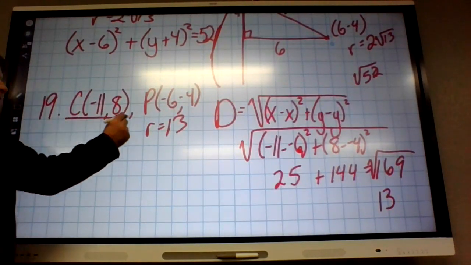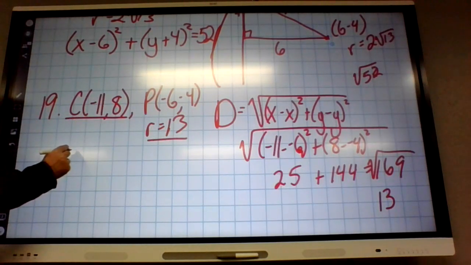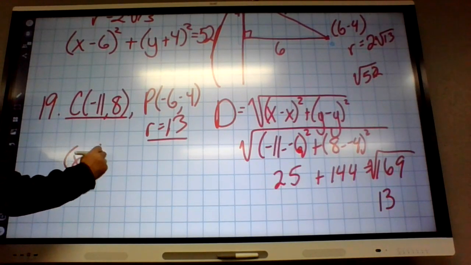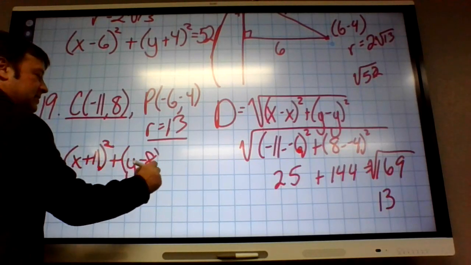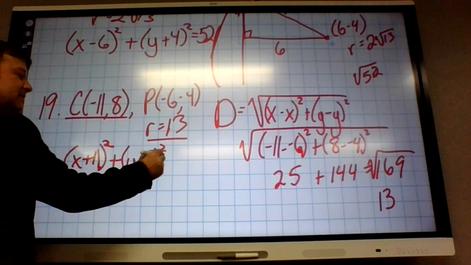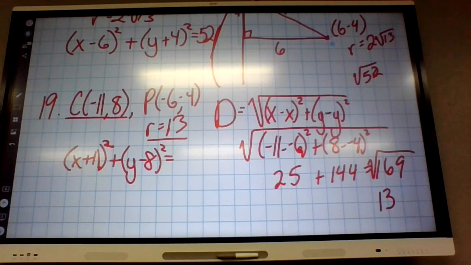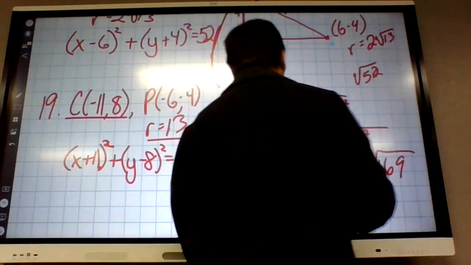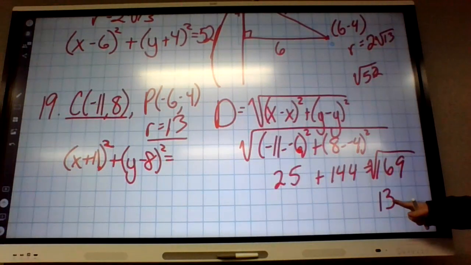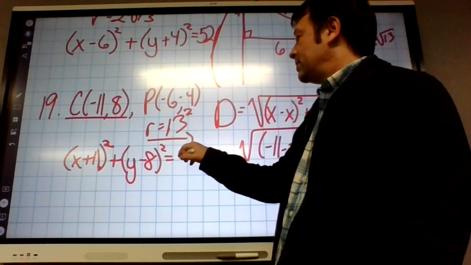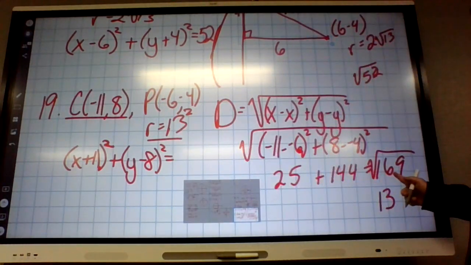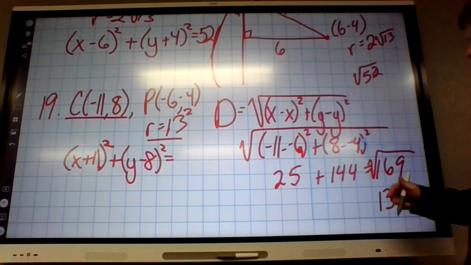Okay, so we got our two facts that we need. We have the center and the radius. So what's my equation going to be? x plus 11 squared plus y minus 8 squared equals 13. Not quite 13. Square root of 13? No, the other way around. 13 squared goes down there. It's going to be bigger. So it's just 169, because the square root of 169 is 13. Therefore, 13 squared is 169.